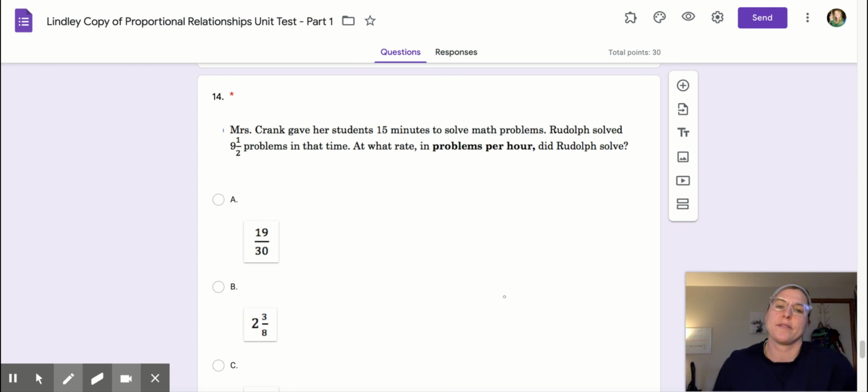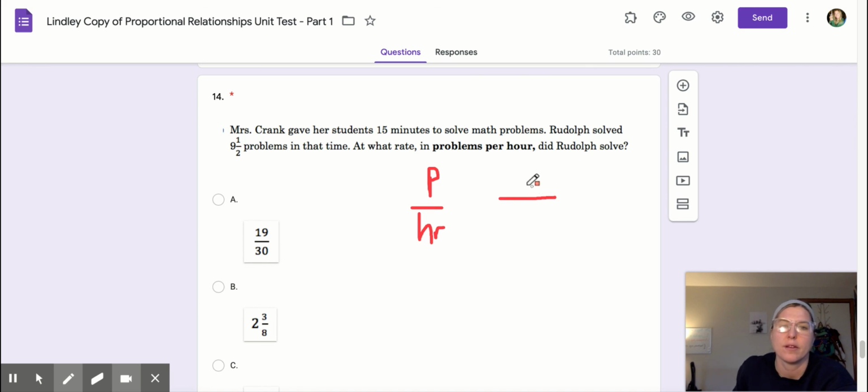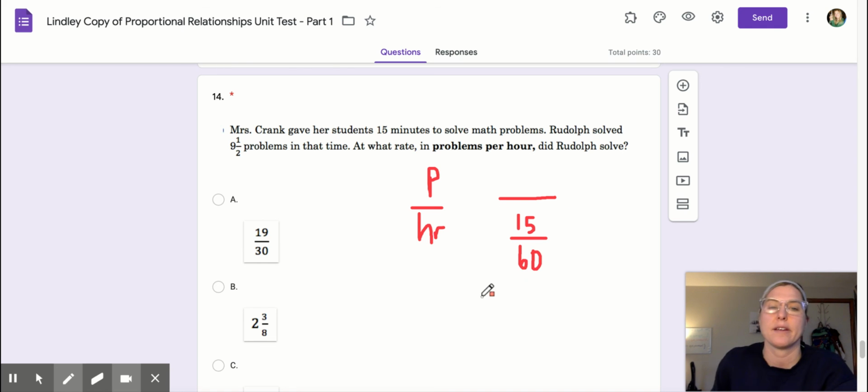Mrs. Crank gave her students 15 minutes to solve math problems. Rudolph solved 9.5 problems in that time. At what rate of problems per hour did Rudolph solve? Well, you're doing problems per hour. How many problems did he solve? Problems up here. Per hour. Well, he was only given 15 minutes out of 60. Right? So you have to do how many ever problems divided by 15 ABC 60 to find the answer.